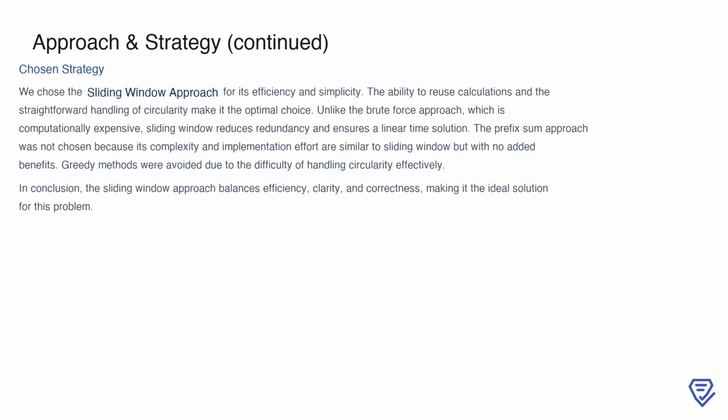Ultimately, we selected the sliding window approach as the most effective strategy. It combines efficiency with simplicity, making it well suited for this problem. The method's ability to reuse calculations eliminates redundancy and ensures that the solution runs in linear time. This makes it a clear improvement over the brute force approach, which is computationally expensive. The prefix sum method, while valid, doesn't offer additional benefits over sliding windows, and the greedy approach introduces unnecessary complexity when handling circular arrays. By leveraging the sliding window technique, we achieve an optimal balance of clarity, correctness, and performance, making it the ideal solution for minimizing swaps to group all ones together in a circular array.